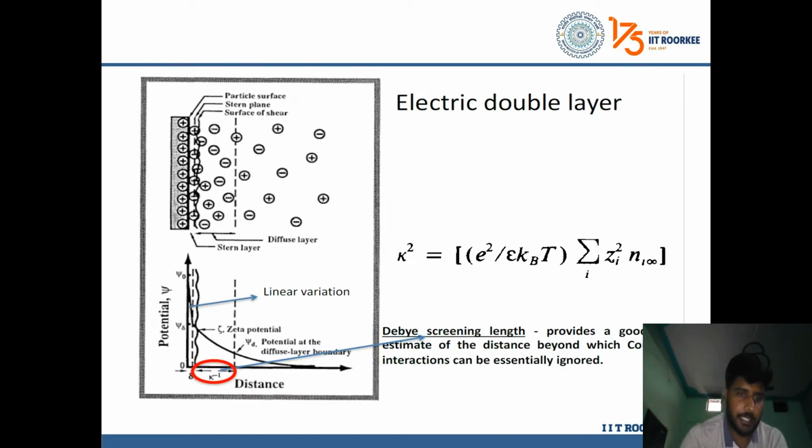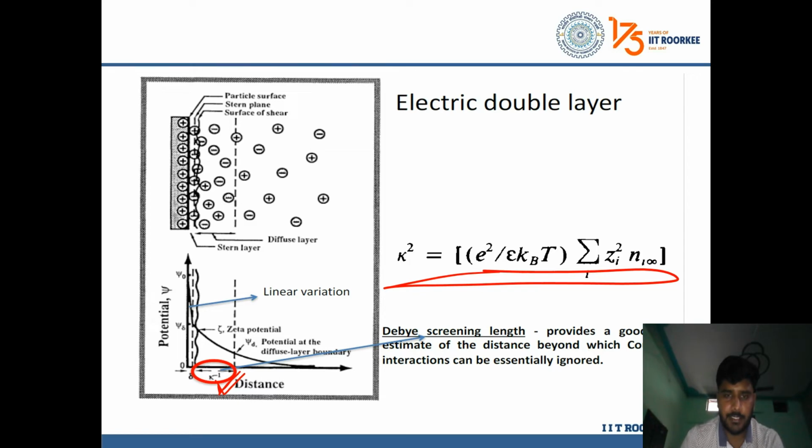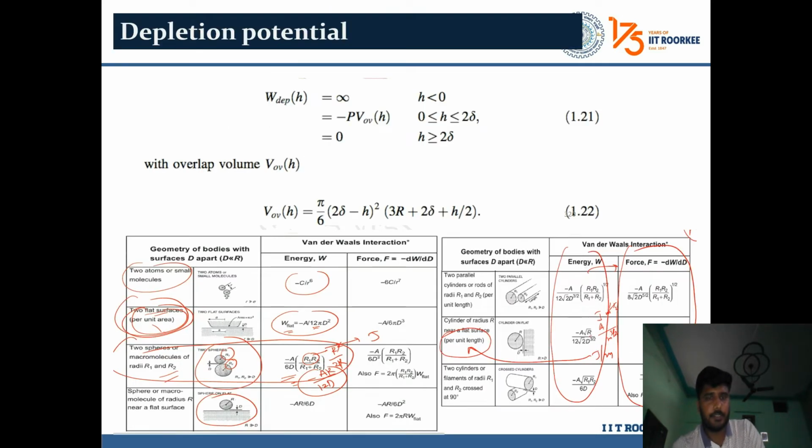Okay, I have already indicated you can denote the kappa inverse as a Debye screening length or double layer thickness. Basically, this is the structure of the electrical double layer, and you can apply this formula for calculating the kappa value, and later on you can just invert, and you will get the thickness. This is the depletion potential expression, and these are the limitations.